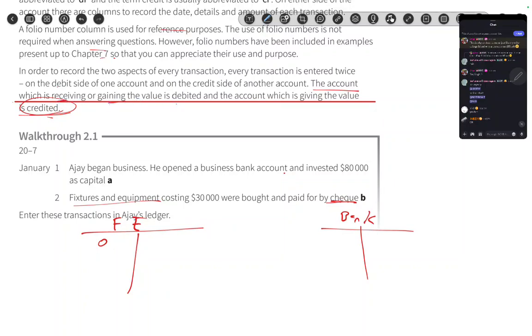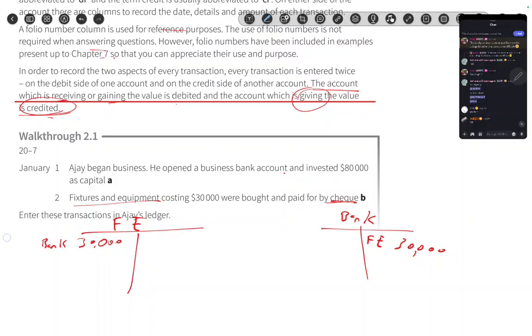So right now we bought for 30,000. So you're gonna write here 30,000. And who is giving the money? Who is giving the value? The bank account. So you're gonna credit the bank account by 30,000. Okay. And this is the concept of double entry. So over here you can write fixtures and equipment, and here you can write bank.